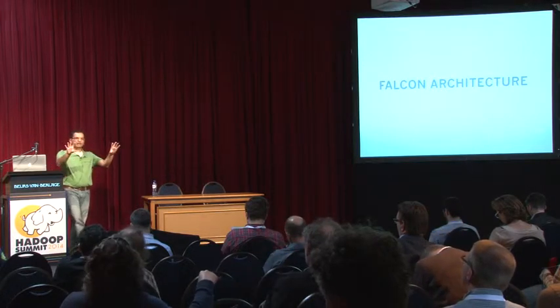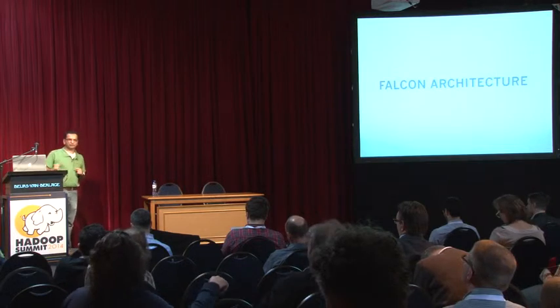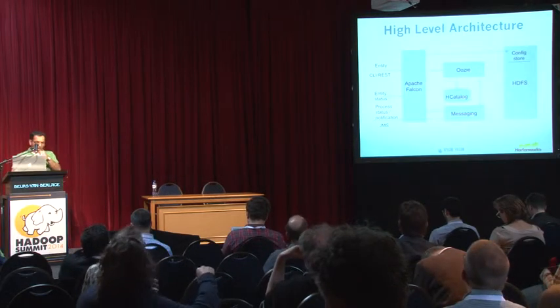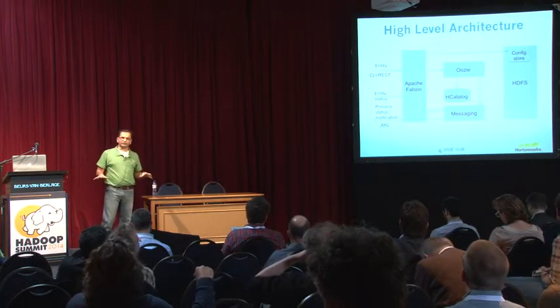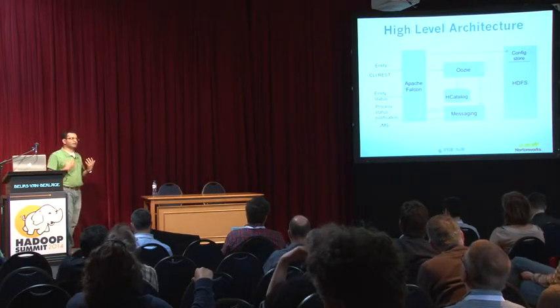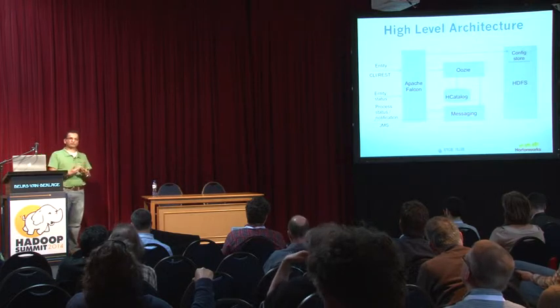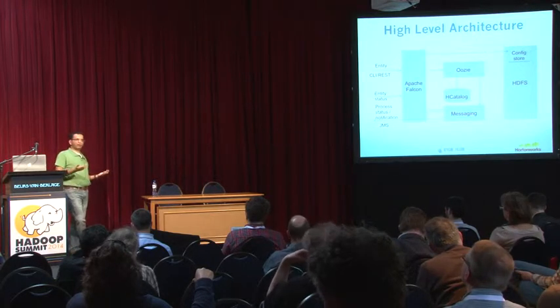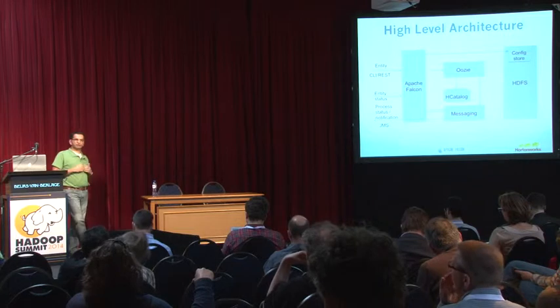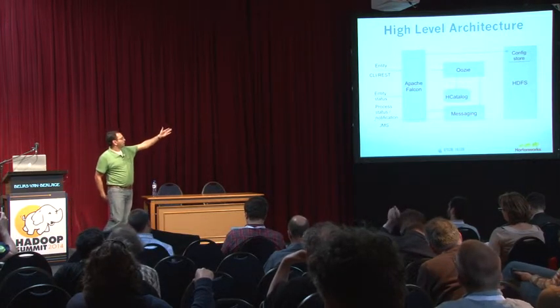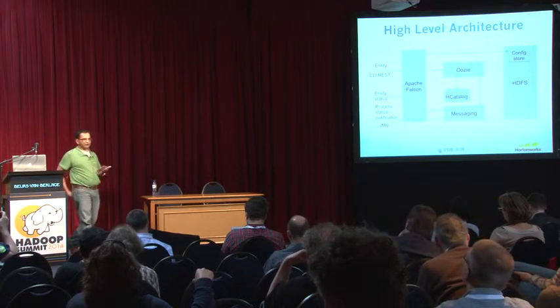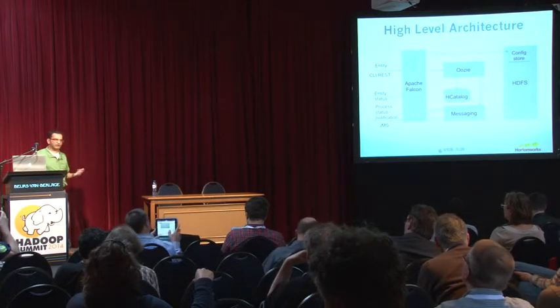Falcon is a very thin veneer which sits on top of Oozie. Falcon essentially doesn't do any heavy lifting. All it does is provide you a higher layer of abstraction to express whatever you're doing, but provides you out-of-the-box services, declaratively. And it provides both a CLI and a REST API. The CLI is essentially a wrapper over the REST API.